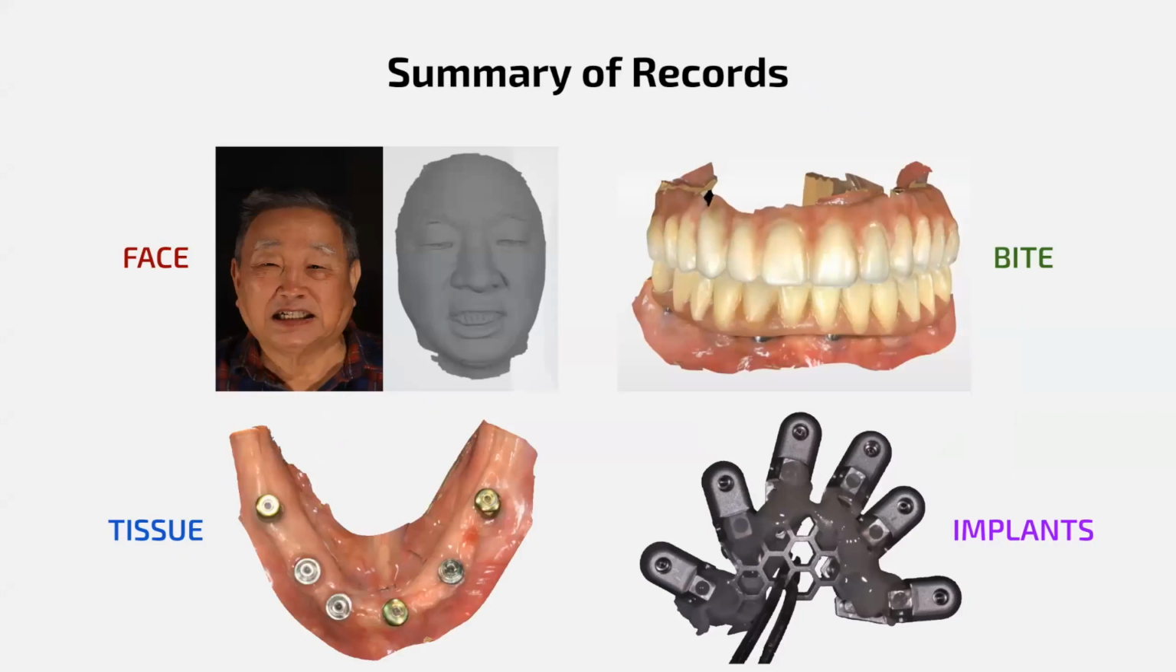So the summary of the records: you want to make sure you get a face record, a bite record, a tissue record, and implant records. And of course, you want to make sure you have good alignments. And that's really what this presentation is going to be about, understanding how all of these are going to be aligned during surgery.